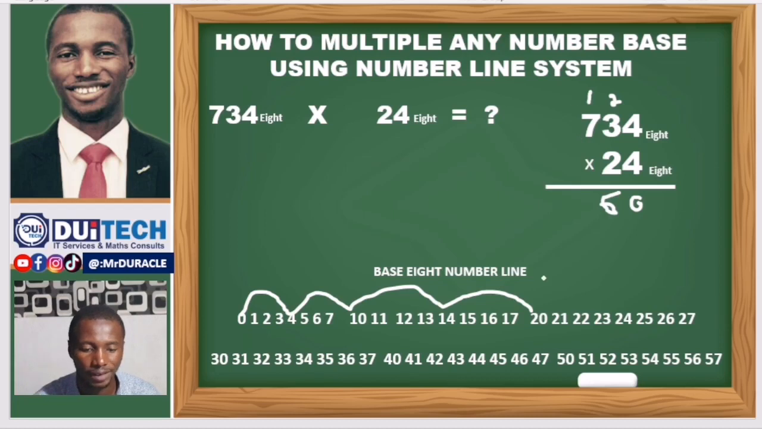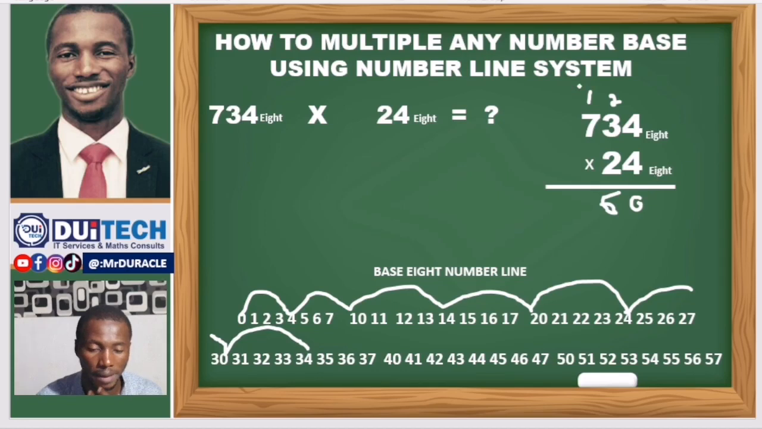Then 4 times 7. So that means I have to continue counting now. So I've gotten 4 already. So I'll continue. 20, then 5. That is 5 now. Then this one is not up to, so 30 complete it. So I have 6. Then from 30 now to 34 is 7. That means 4 times 7 is 34.